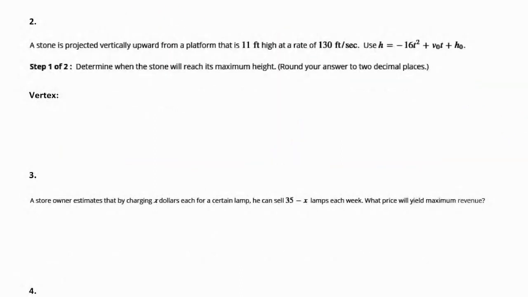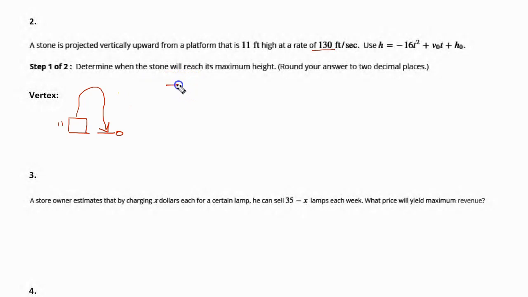Now again, take a moment to read the problem. Here we have a little platform that is 11 feet high. We're going to throw something, or a stone, up into the air. It's going to eventually reach the ground, which is 0. And we're going to throw it with the initial velocity of this. So what's our equation?